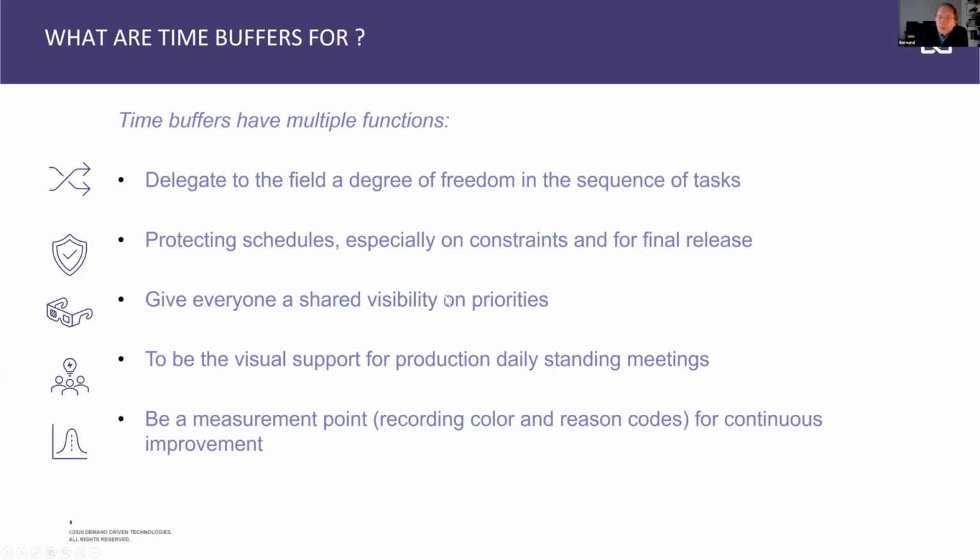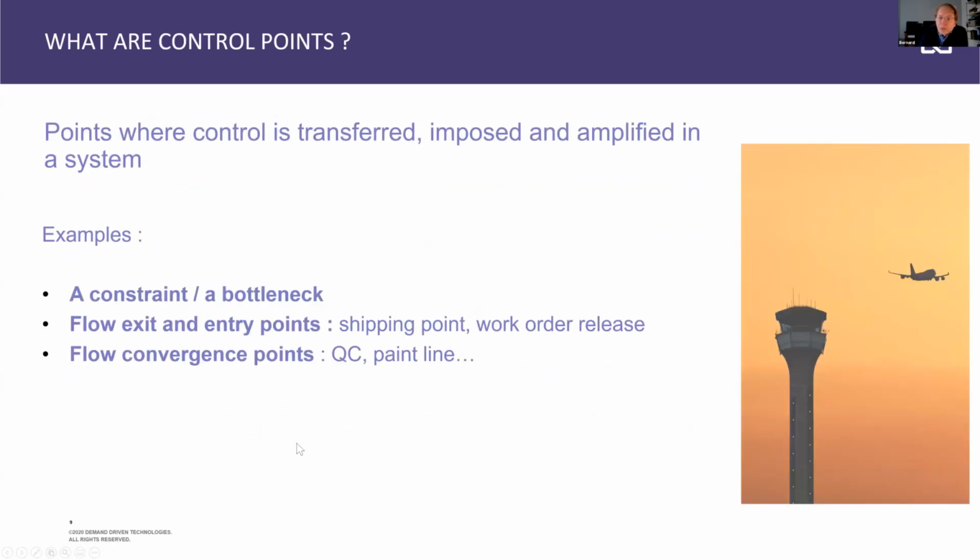So what are time buffers? Time buffers will be queues. They will help get the right priorities to the shop floor people, to the operations supervisors, and delegate to some extent to the shop floor the degree of freedom on which work order to work on first. These time buffers protect the critical operations within the flow and make sure everyone gets a common view on priorities, and it's really a visual management tool. We'll see that in a minute with some examples.